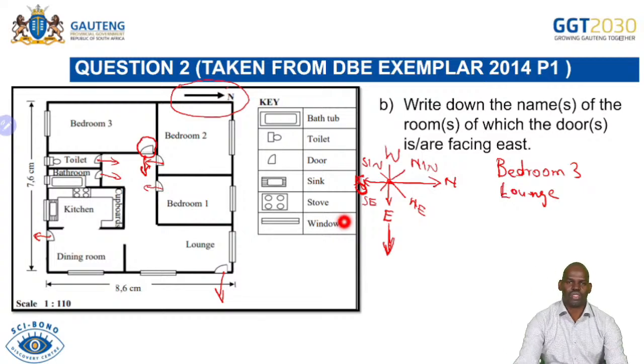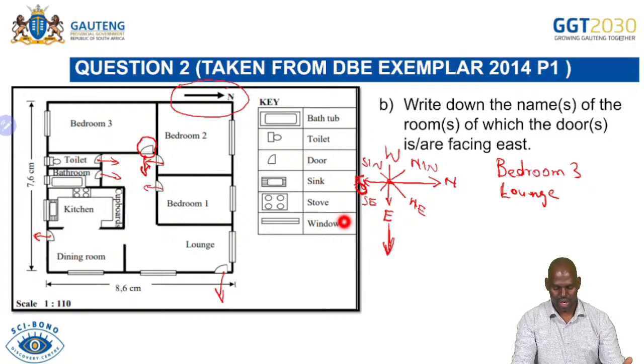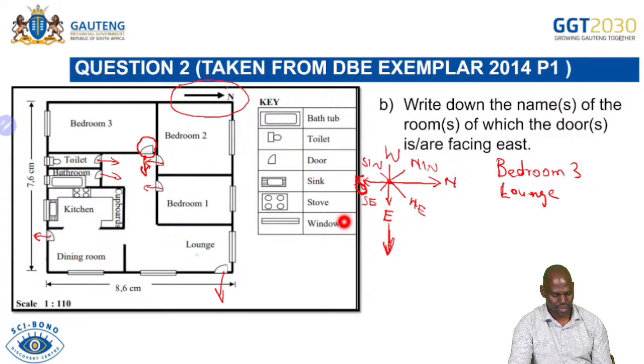So it means in this case, you had to complete the compass direction and be able to tell in which direction. So this one is write down the name of the rooms where the doors are facing east. So we've got only two of them. We've got the one in bedroom 3 and we've got the one of the lounge.